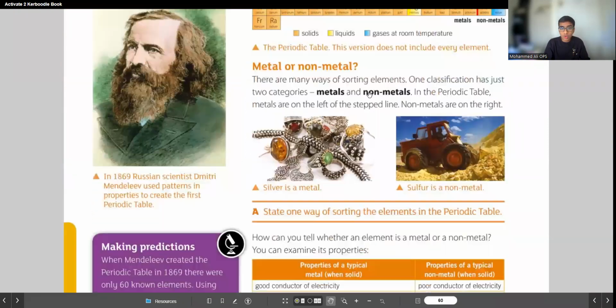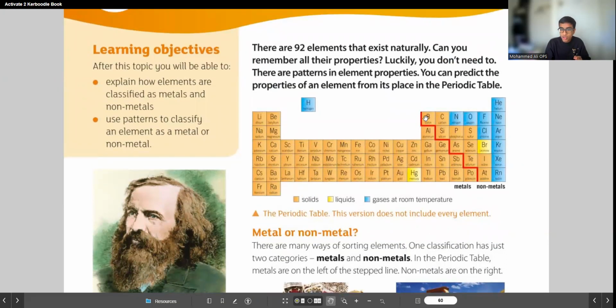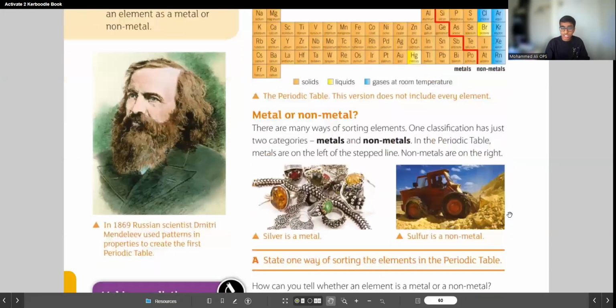So metals or non-metals. Firstly, this is the periodic table. On the left side, we need to know that there are all metals, and on the right side, there are non-metals. Just for a bit of advanced information, anything that's near the step line, this is the step line, is going to be known as metalloids. So let's just get into this, and we're going to cover everything in the session.